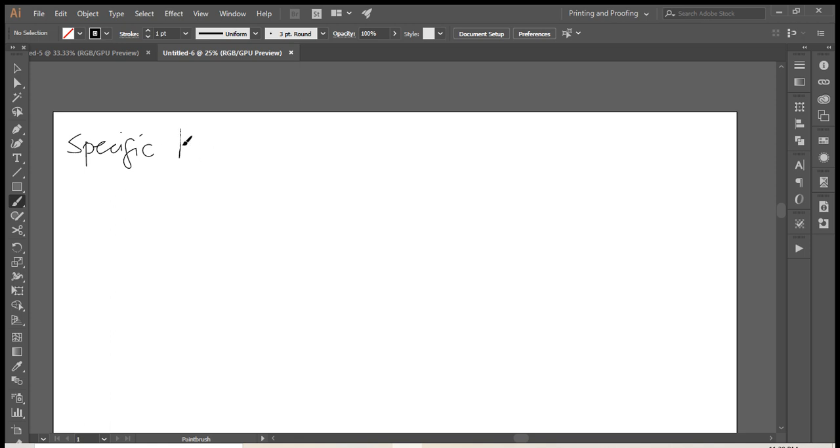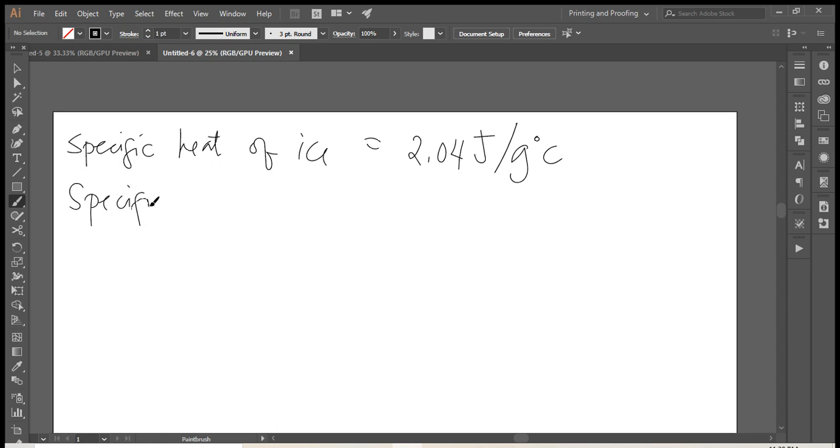Specific heat of ice, which is the solid state. Its value is 2.04 joules per gram degree Celsius. Don't worry, you don't need to memorize this, because during the exam, they will give you the values.